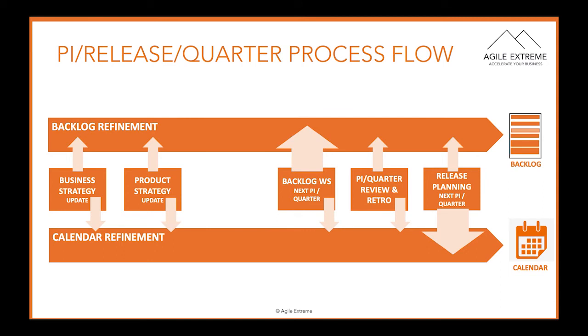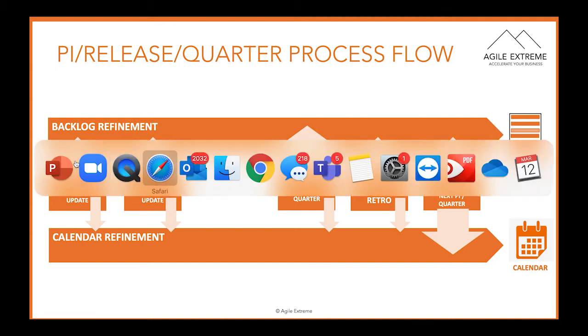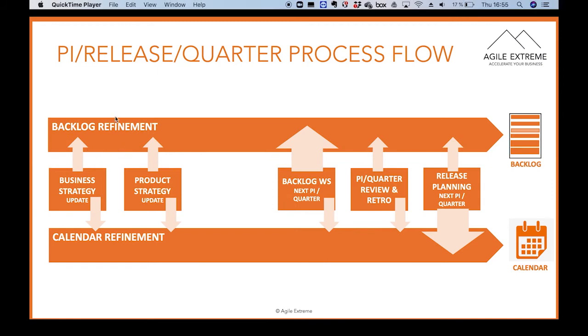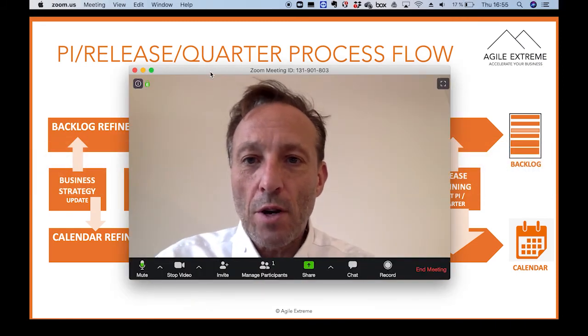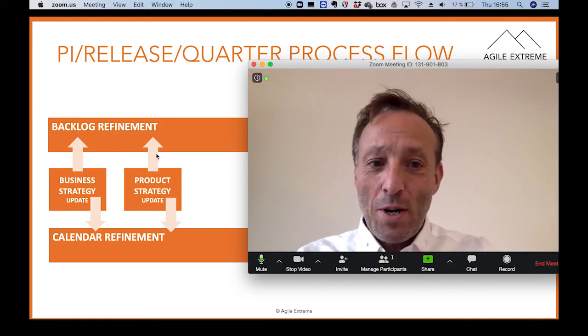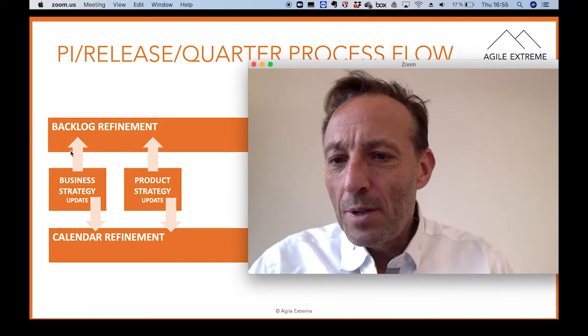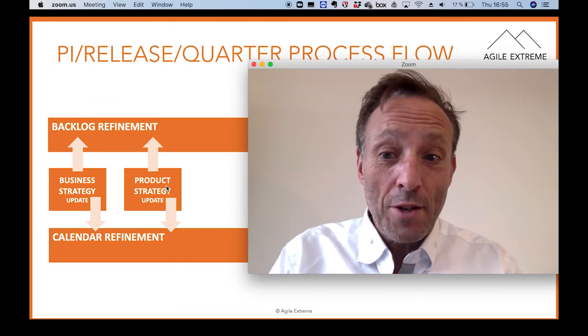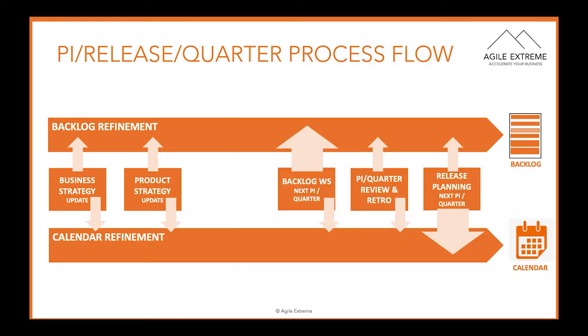So this is what happens if we simplify the quarter process flow. This is about a quarter, so 10 weeks, 14 weeks, something like that, depending on your Agile methodology and what you've chosen for yourself. We start with business strategy, right? Over here we start with business strategy, which is to the left on the screen, and then we do the product strategy, right? So we need to understand our product strategy better.